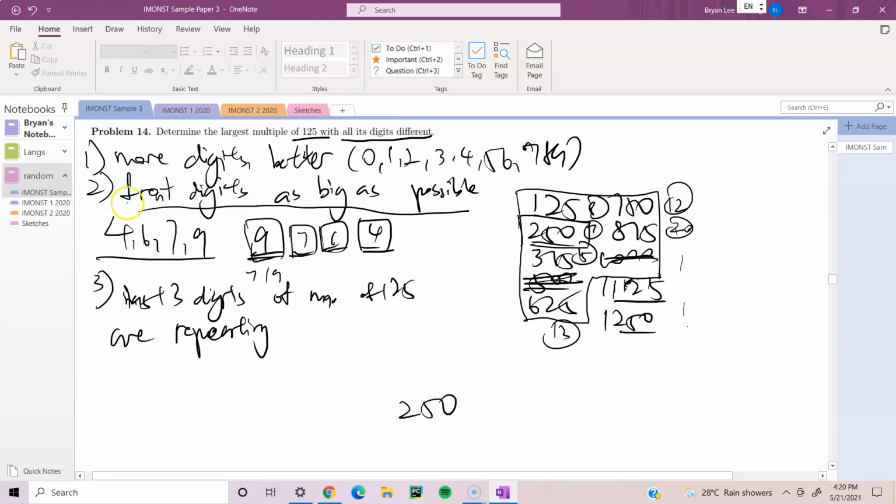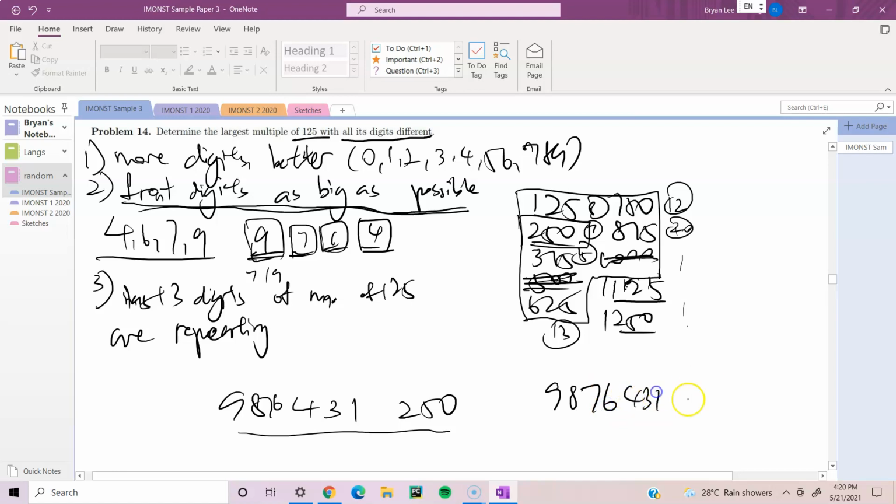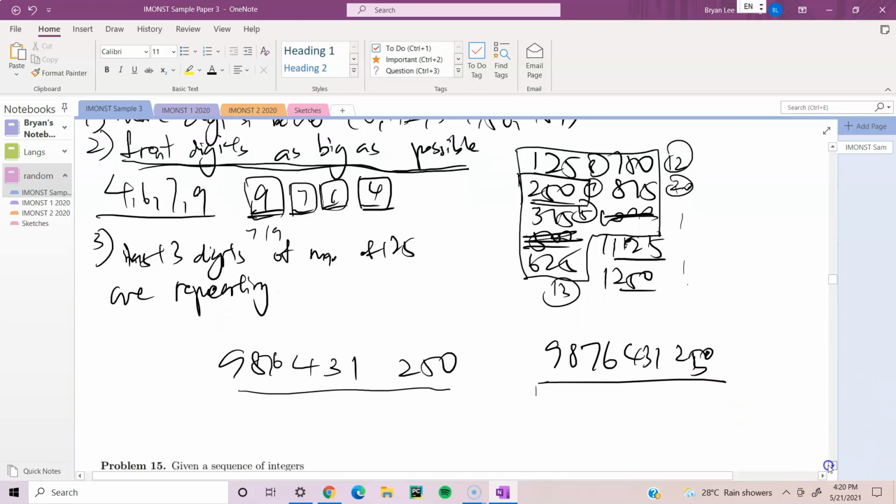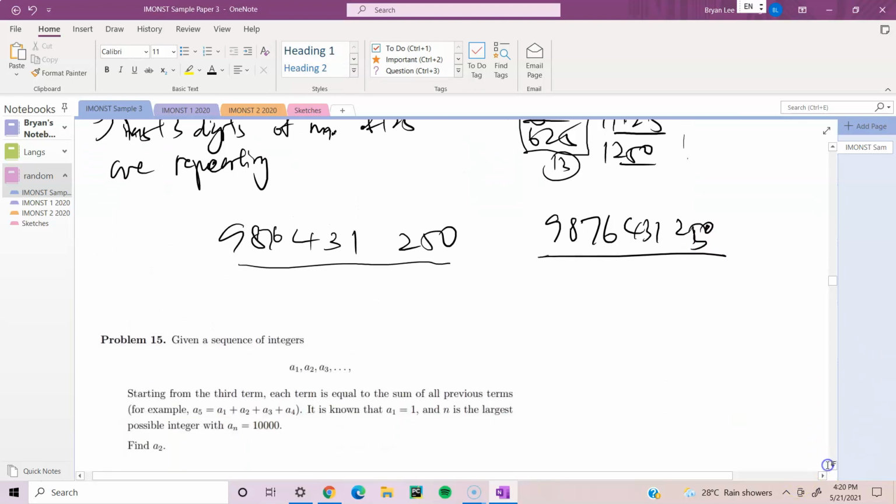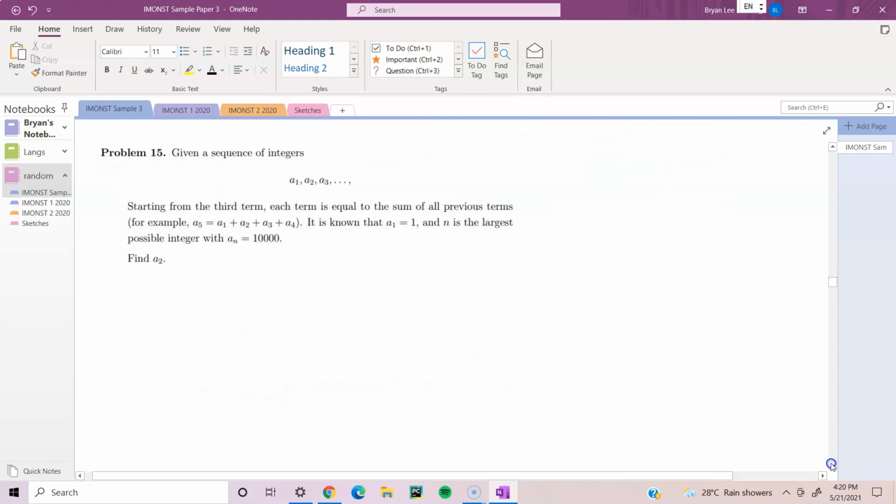Then using the second principle, the front digits should be as big as possible. Just put 9, 8, 7, 6, 5. We used that already, right? So 4, 3, 2, no, 1, 250. So our final answer for problem 14 is just 9876431250. Okay, so this is very quick, because last time I recorded it, it took like 7 minutes to explain this problem.